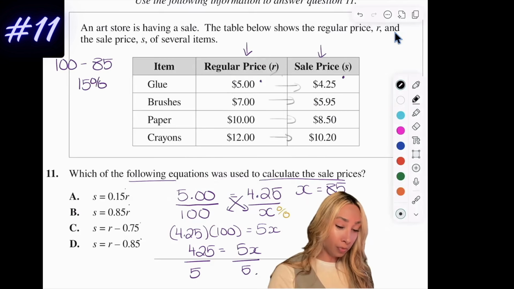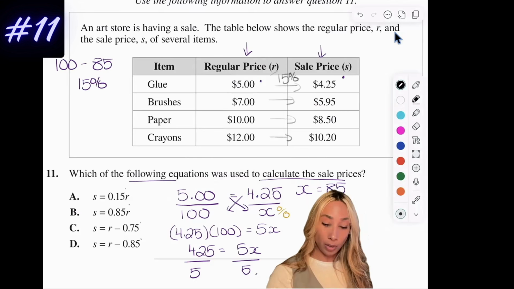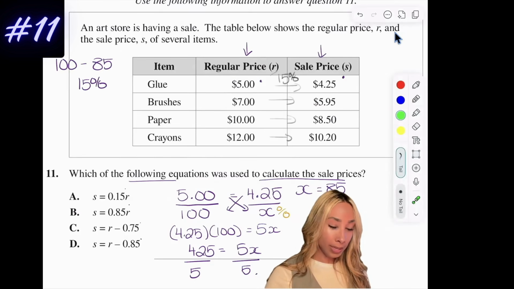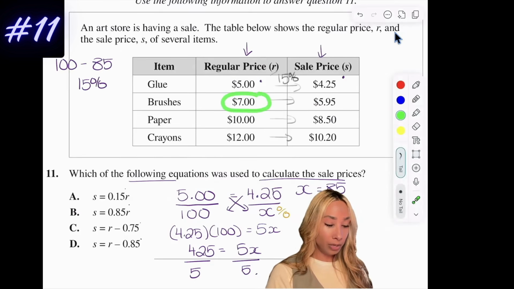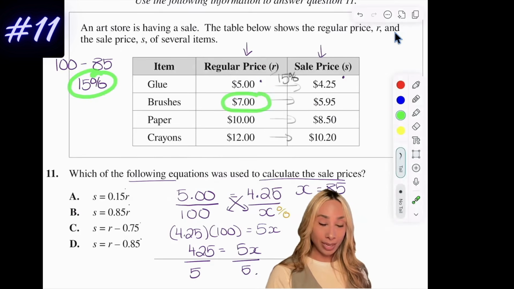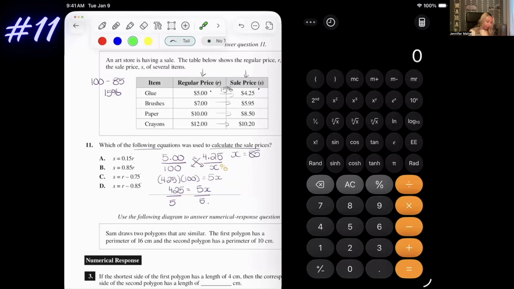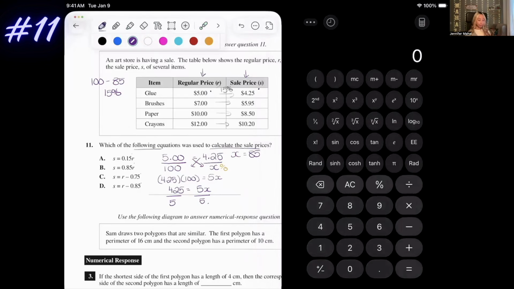Now, I did it before I started filming. If you wanted to, you can pause it here and try it. You can say, well, if this is $7 and I add a 15% discount, does it actually equal $5.95? All right, so now that we know that everything was discounted by 15%, that's great. We now need to figure out which equation can actually be used to calculate the sales price.